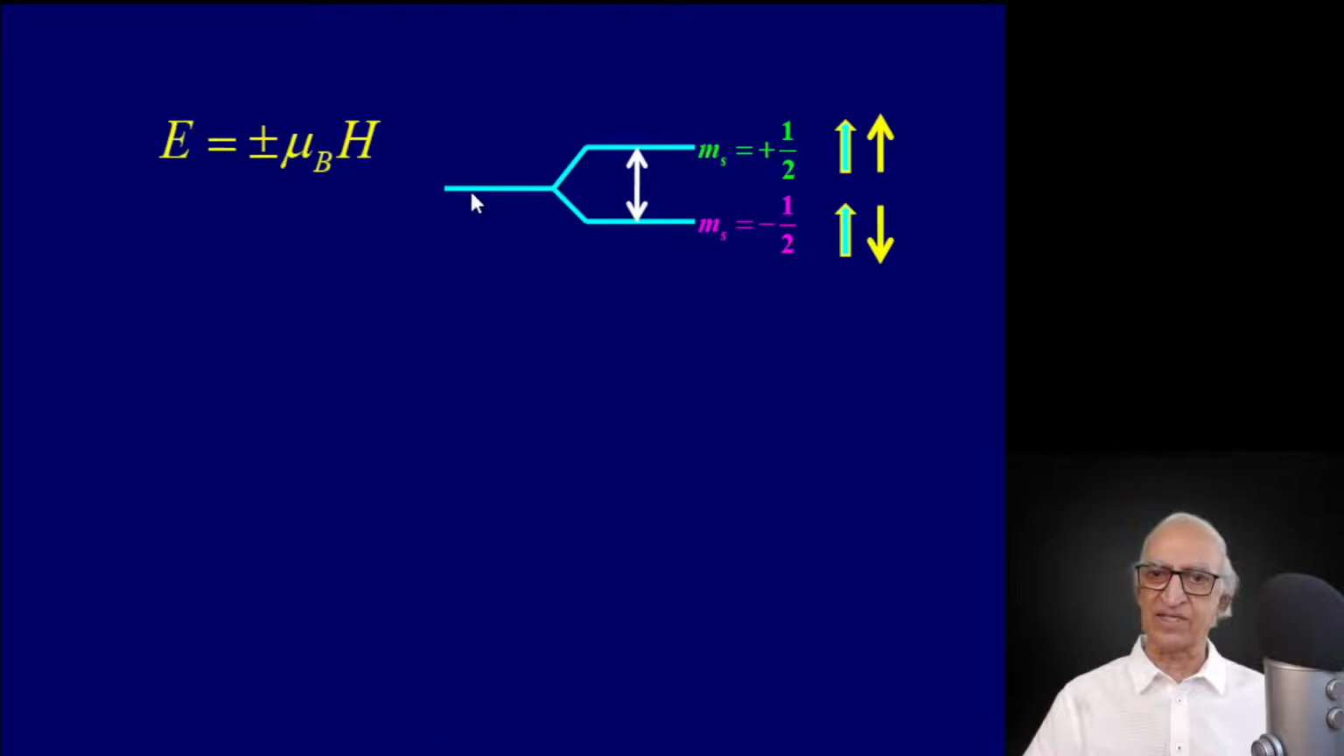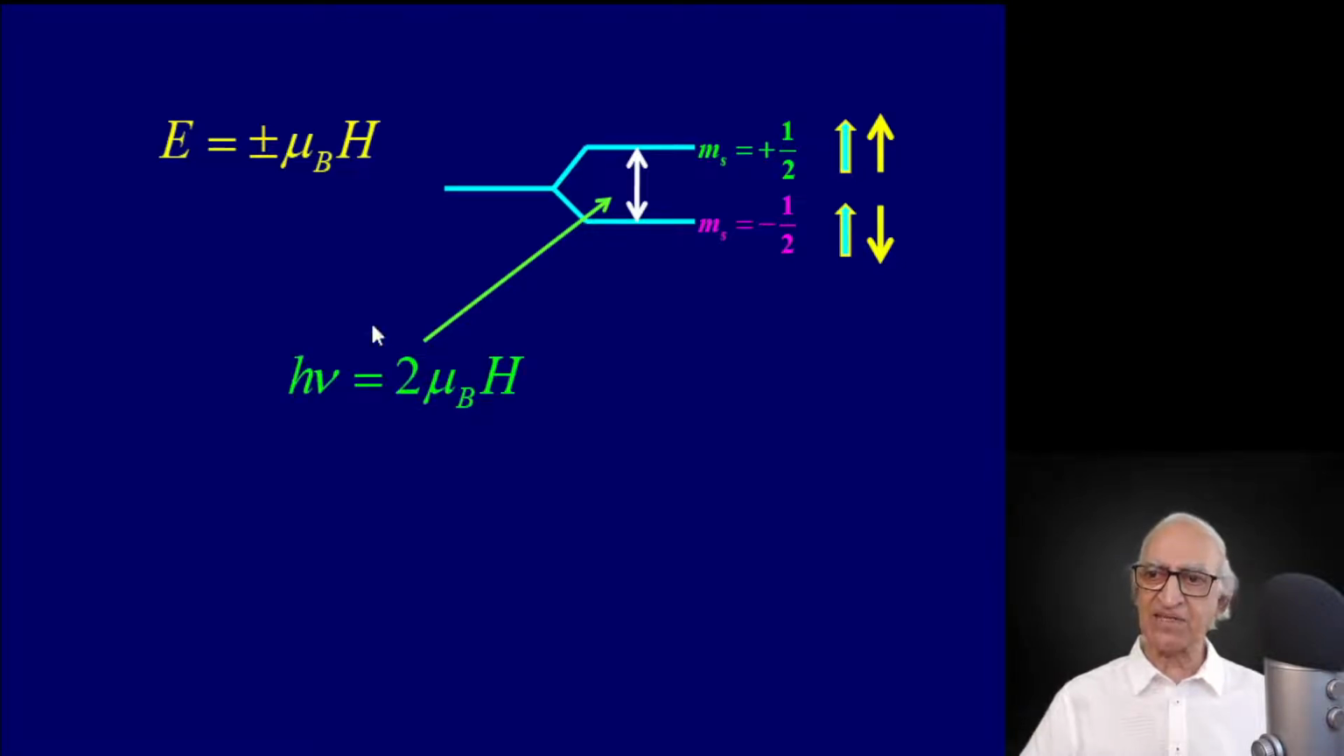So the energy level E of a magnetic moment mu in the presence of an external magnetic field H is split into two levels. The upper level corresponds to the spin angular momentum of the particle being parallel to the magnetic field, and the lower level corresponds to the spin angular momentum being anti-parallel to the external magnetic field.